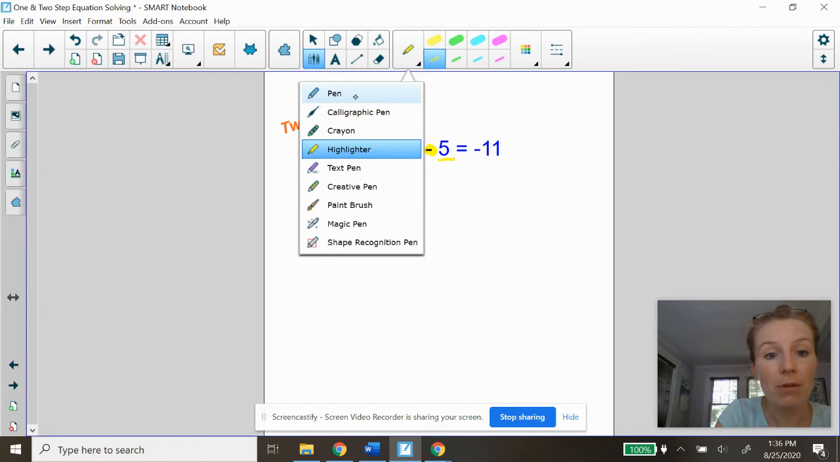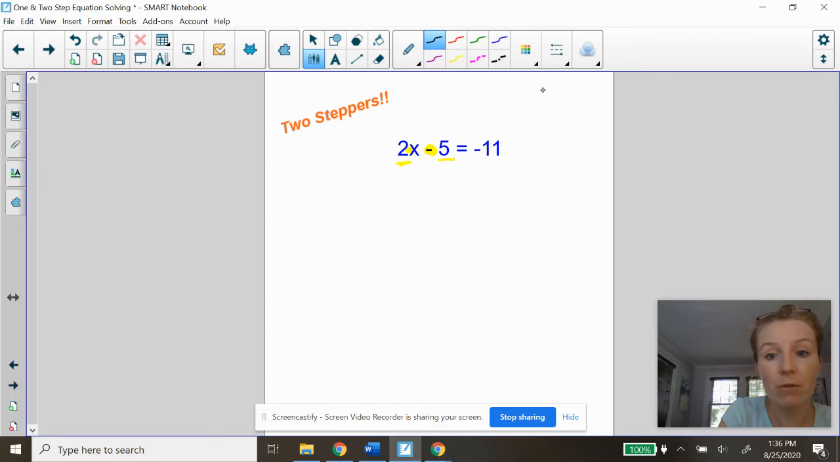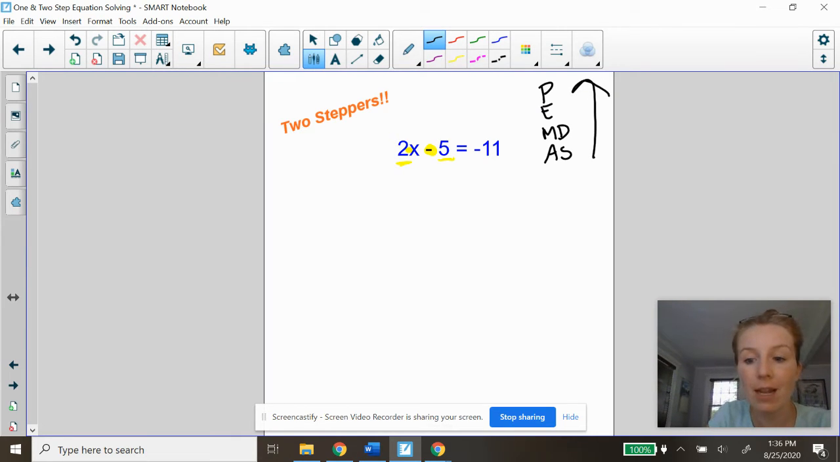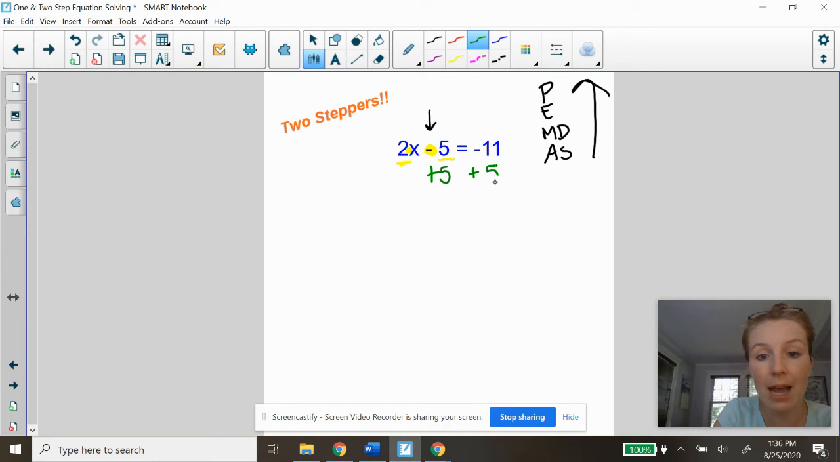Well, you remember from earlier this school year, we reviewed PEMDAS, right? When you think about PEMDAS, you're actually going to use it here, but we're going to go backwards. The reason I say that is that we have multiplication and we have subtraction, but we're going to go backwards. So the thing that we're first going to deal with is this subtraction. I know from earlier that addition will undo my subtraction. So I'm going to add 5 to both sides of my equation.